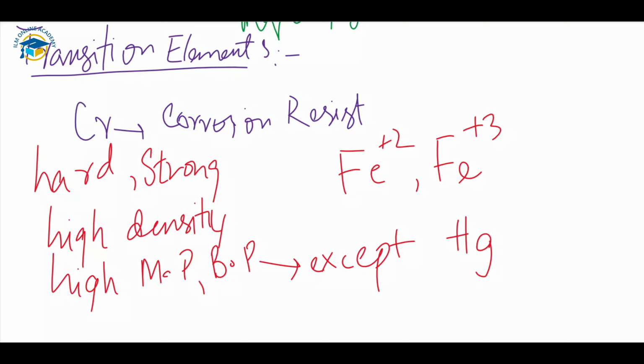They form colored compounds. They often act as catalysts, as elements or in compounds, as we have read about in the Haber process and also in the Contact process. Iron is used as a catalyst, and vanadium oxide is used as a catalyst. Both of these are transition metals. They are harder and stronger, and they have higher density than the metals in group 1 and group 2. So transition metals can have ions with multiple different oxidation numbers.